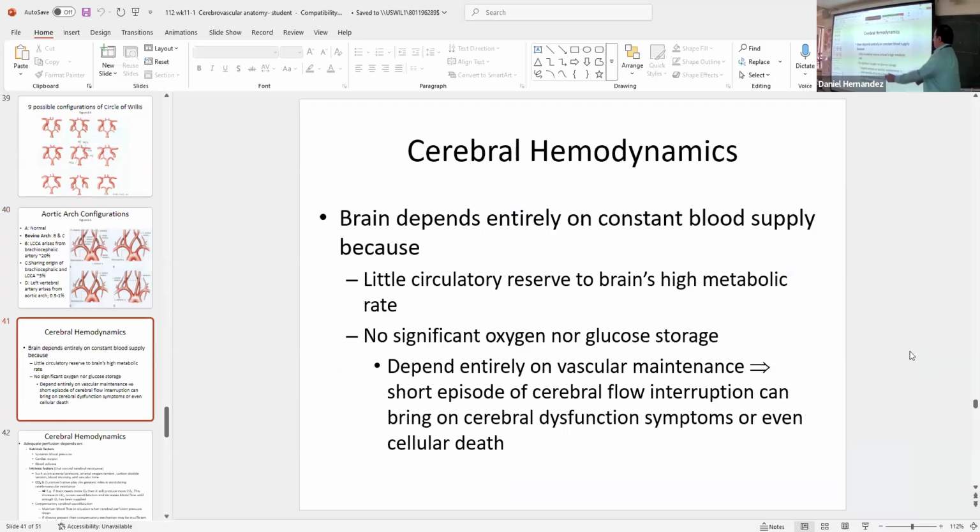So for the brain, some of the hemodynamics depends on a constant blood supply, because there's little circulatory reserve due to the brain's high metabolic rate. There's no significant oxygen or glucose storage in the brain. It depends entirely on vascular maintenance. So even short episodes of cerebral flow interruption can bring about cerebral dysfunction symptoms or even cellular death.